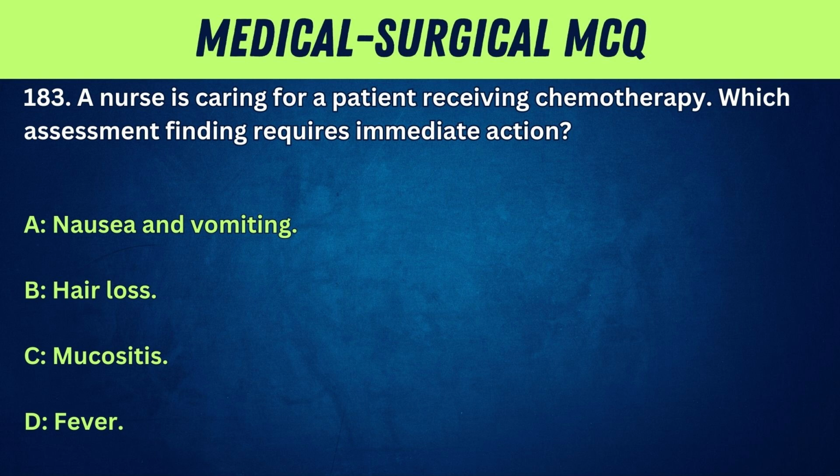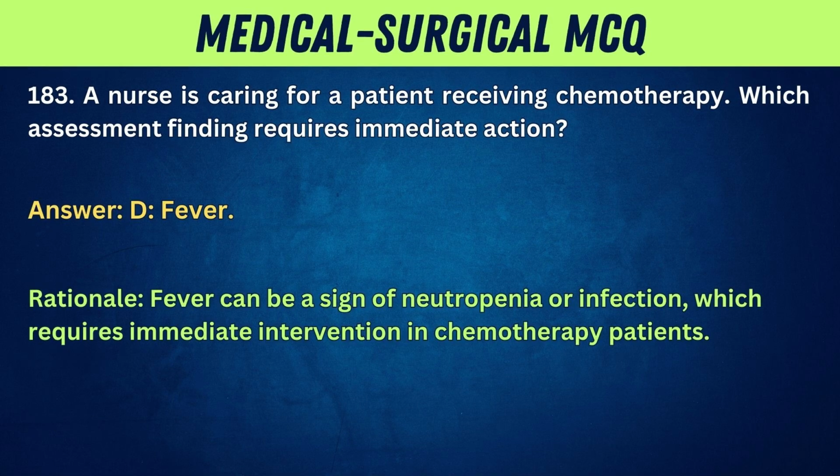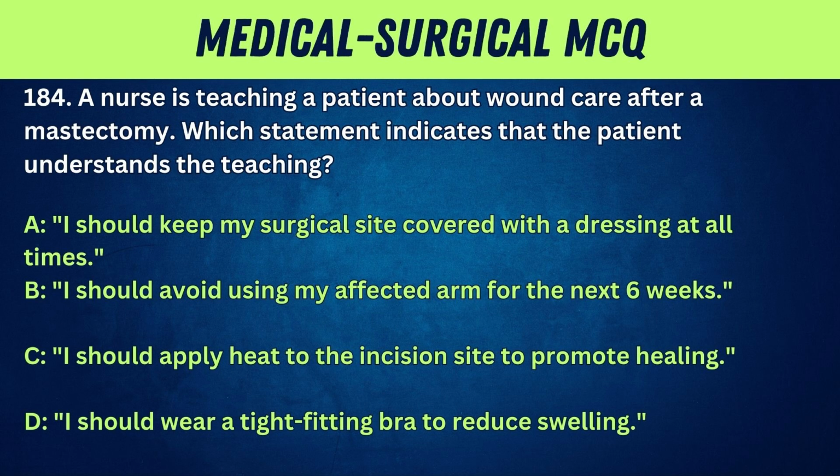183. A nurse is caring for a patient receiving chemotherapy. Which assessment finding requires immediate action? A. Nausea and vomiting. B. Hair loss. C. Mucositis. D. Fever. Answer: D. Fever. Rationale: fever can be a sign of neutropenia or infection, which requires immediate intervention in chemotherapy patients.